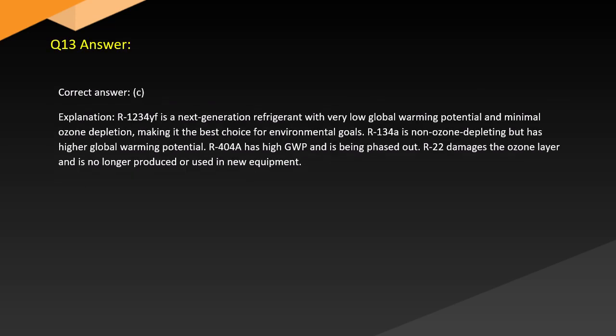Answer. Correct answer, C. Explanation. R1234F is a next-generation refrigerant with very low global warming potential and minimal ozone depletion, making it the best choice for environmental goals. R134A is non-ozone depleting but has higher global warming potential. R404A has high GWP and is being phased out. R22 damages the ozone layer and is no longer produced or used in new equipment.